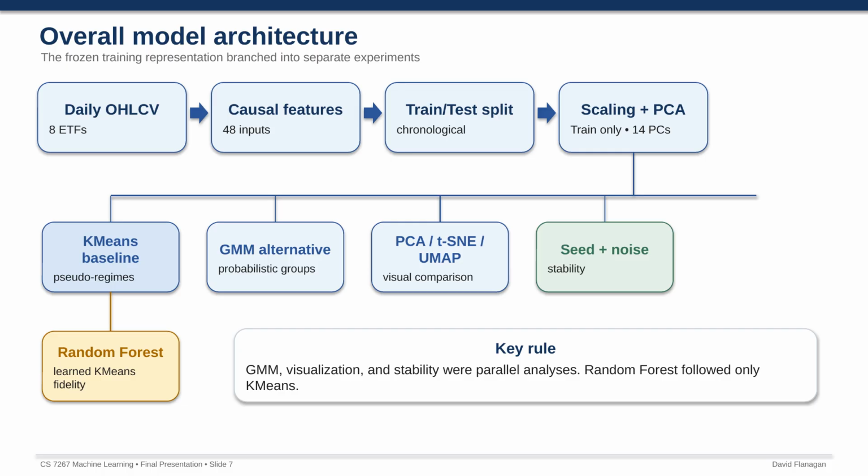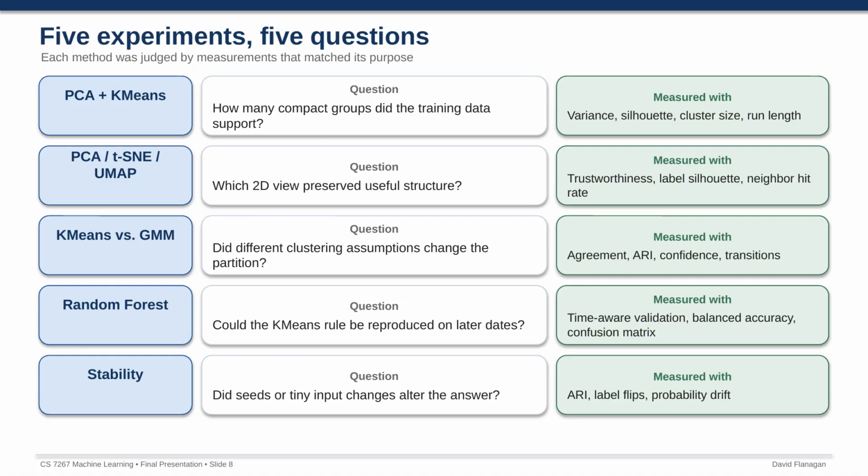K-means created the main labels. GMM supplied an alternative grouping. PCA, TSNE, and UMAP supplied different pictures of the data. Random forest learned only the K-means labeling rule. Each experiment answered a different question.